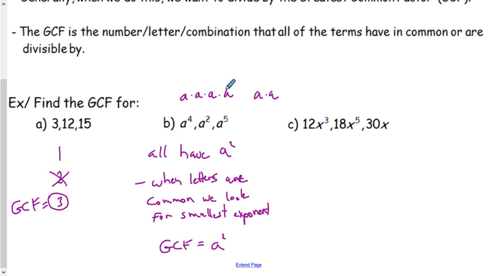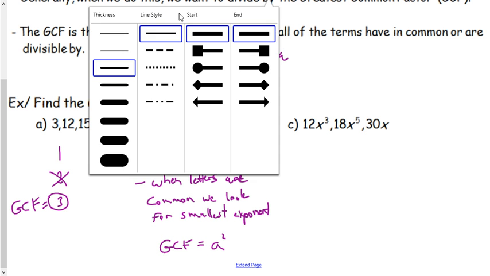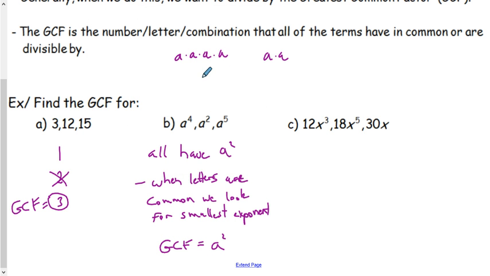Now, what would happen to my a to the 4 if I divided it by a squared? Let's move that up here so we can see what that would look like. My a to the 4 is written like that. What if I divide it by a squared? That's a times a. I can cross out an a on the top and an a on the bottom. That just equals 1. Another a on the top and another a on the bottom, that just equals 1. So what am I left with? I'm left with a times a. That's a squared left over.